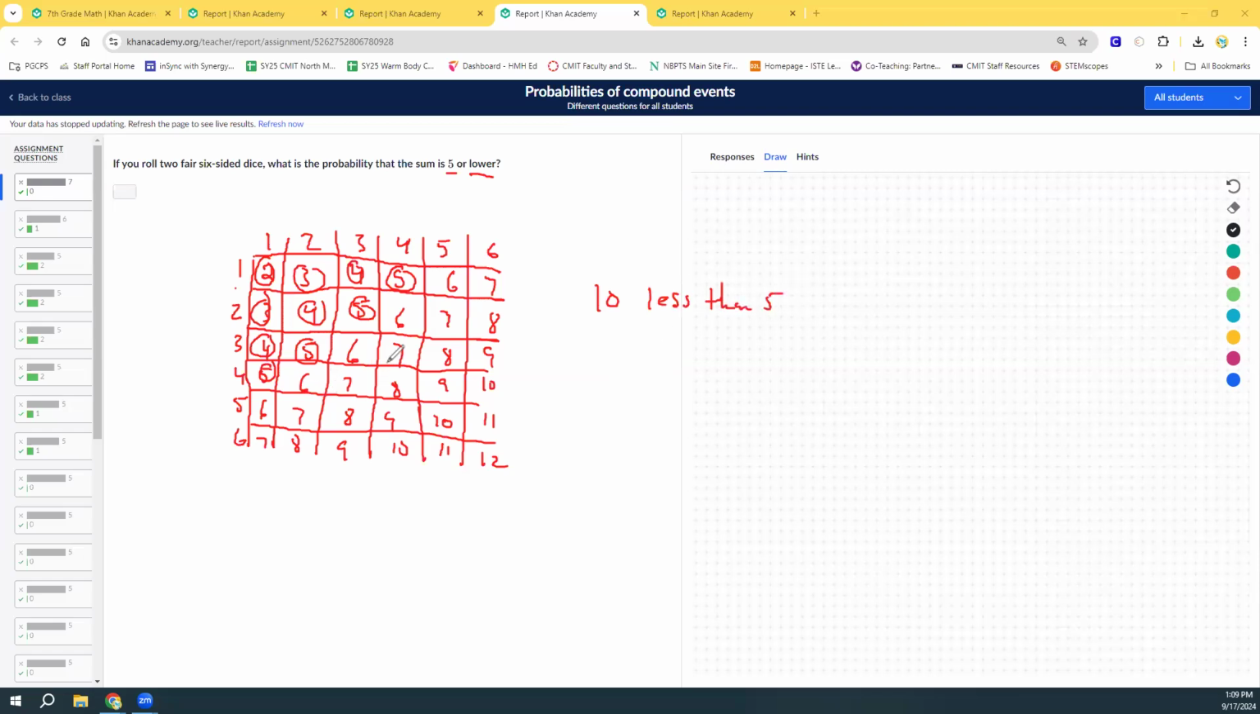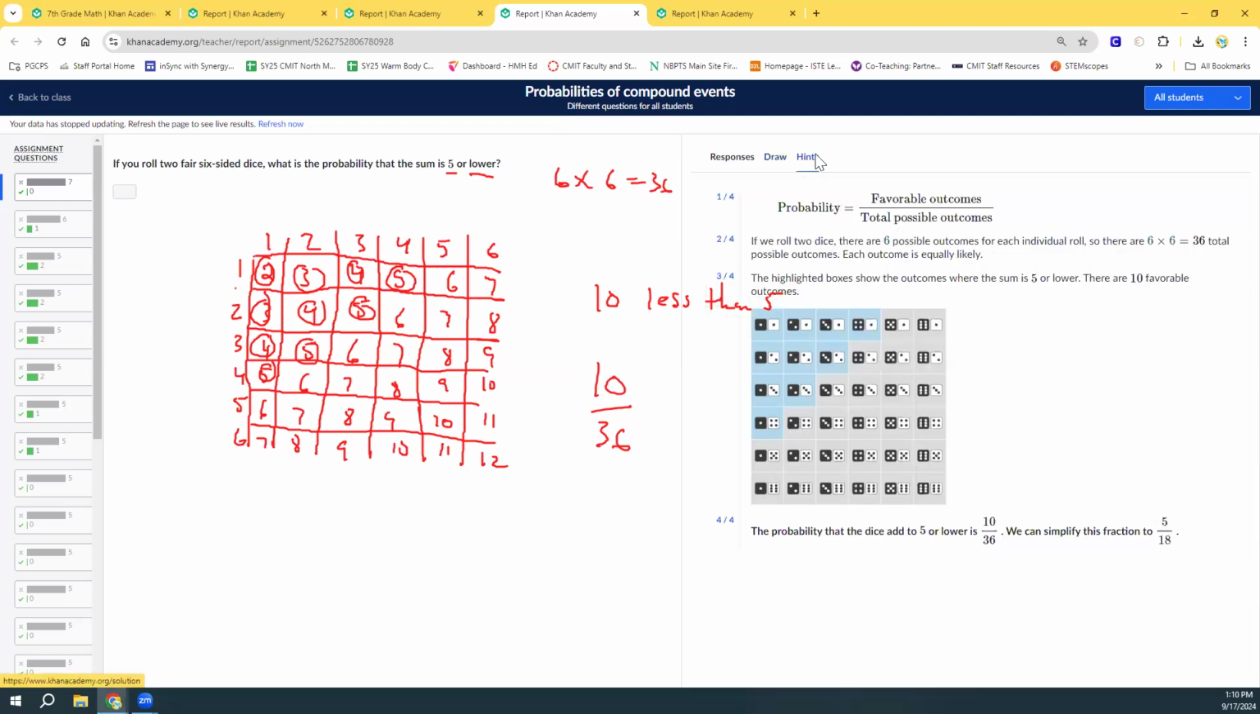How many sums do we have total? Based on the counting principle, there are 6 times 6 possibilities, or 36. I don't have to count all these. I know that's 36 total. So 10 out of 36. We can reduce that number to 5 out of 18. Hey, and that's what they did. Okay, we're in good shape.